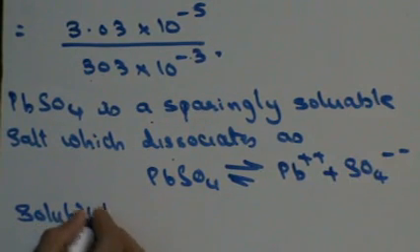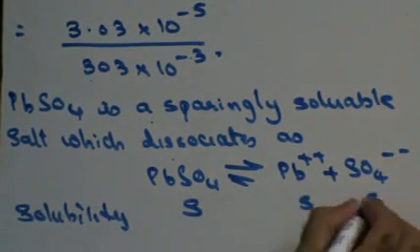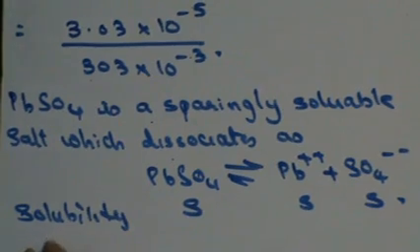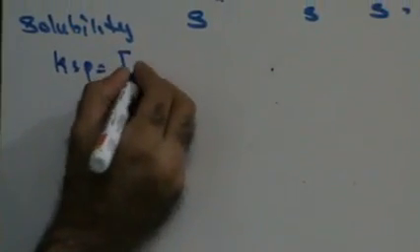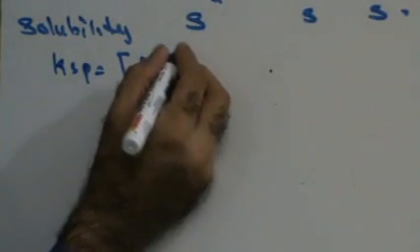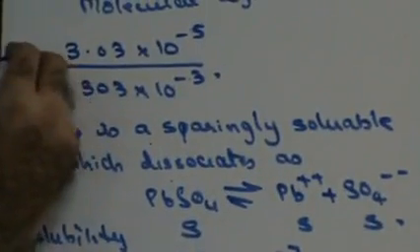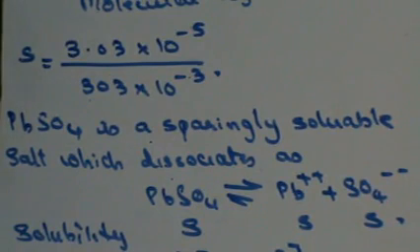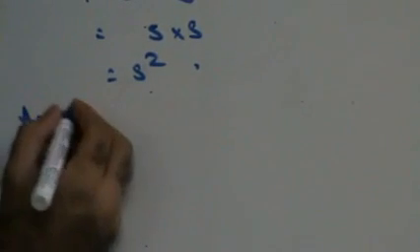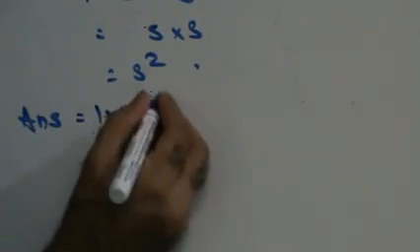Solubility. If this is S, then this will also be S. So I can say that solubility product is nothing but active mass of lead into active mass of sulfate. So this is going to be nothing but S into S, which is S square. You've already found out the value of S, so substitute and you should get this answer as 1 into 10 raised to minus 8. Right? Take our next one, please.